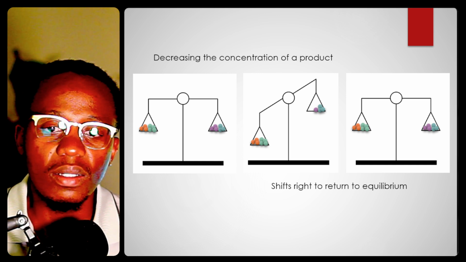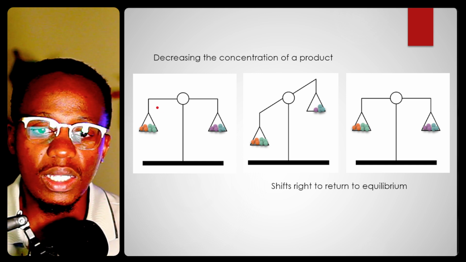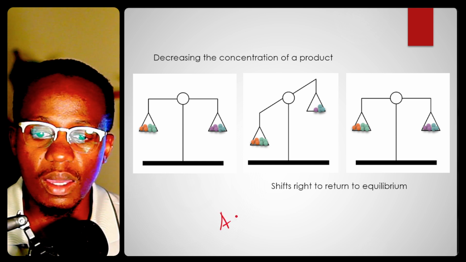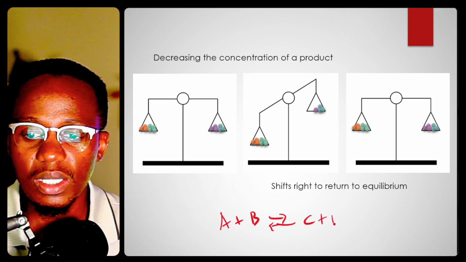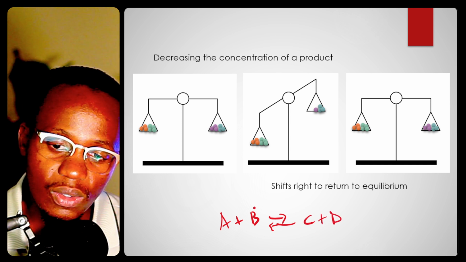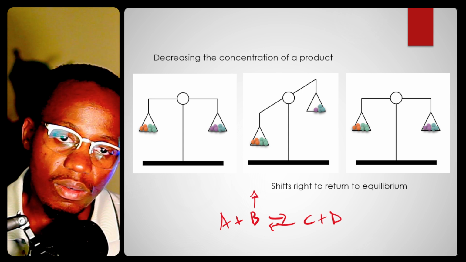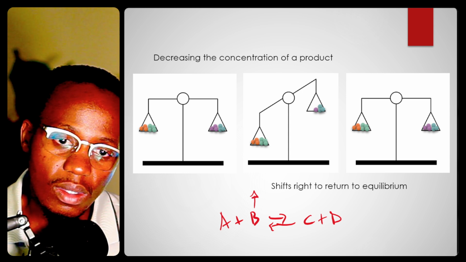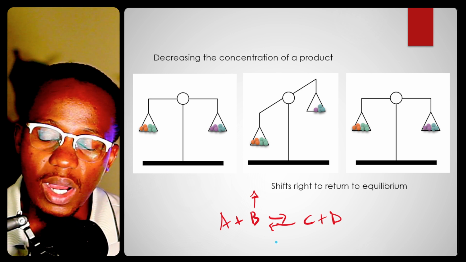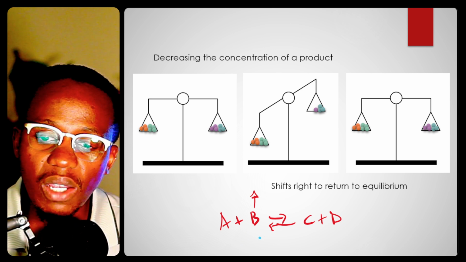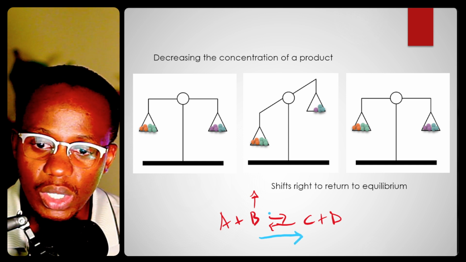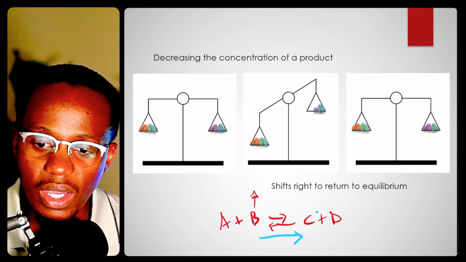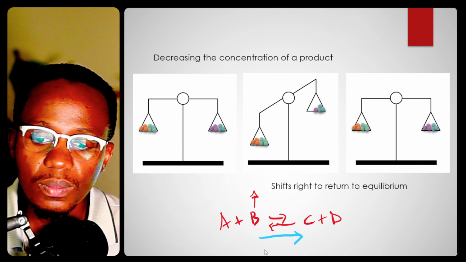So if I ask you, if I give you an equation like A plus B, and then an arrow because it's reversible, C plus D. And then I ask, if I increase the concentration of B, how does the reaction shift? The reaction is going to shift this way, so that it can reduce the amount of B. It goes to the right. If I increase C, it goes to the left, right? So that is concentration.